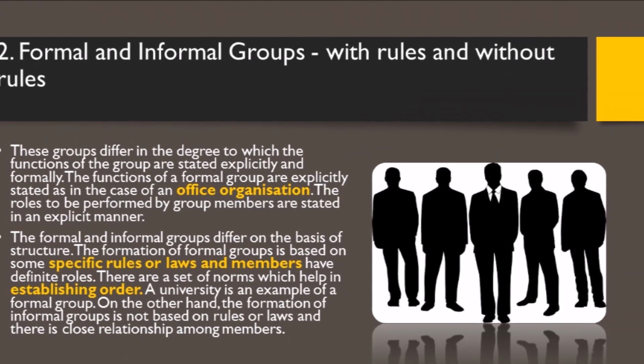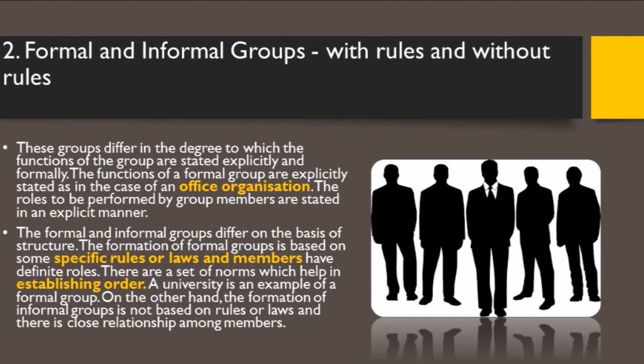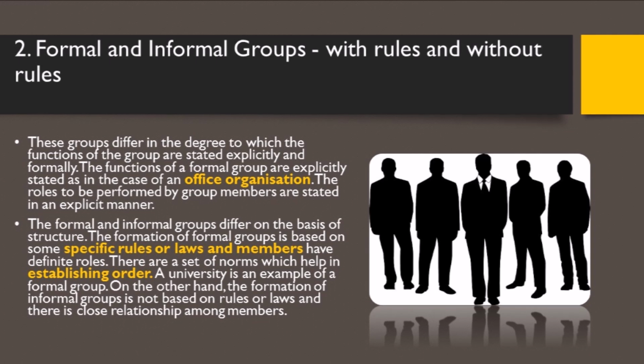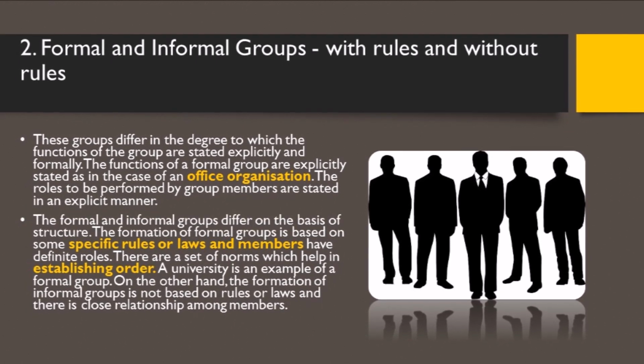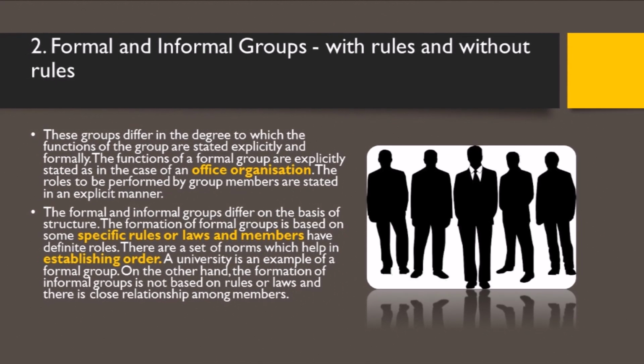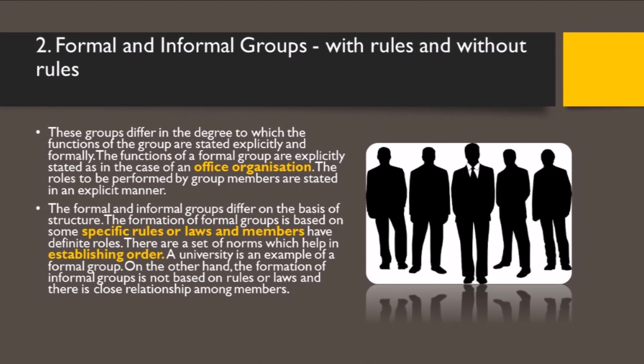2. Formal and informal groups. Formal groups, such as organizations, have explicit roles and rules. Informal groups, like friend circles, form spontaneously without formal regulations. The structure of formal groups is well defined, while informal groups are more relaxed.